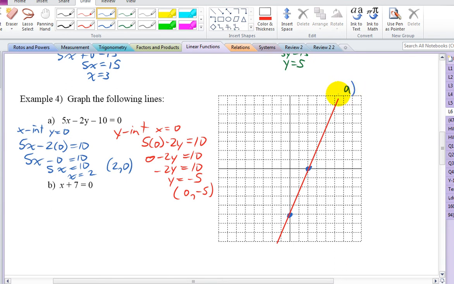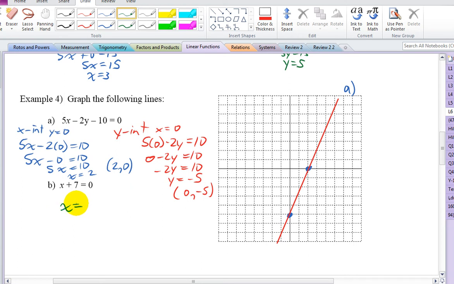So this is line A. Any questions? So this is intercept graphing. You've done this before. Okay, B. It's kind of a special line.